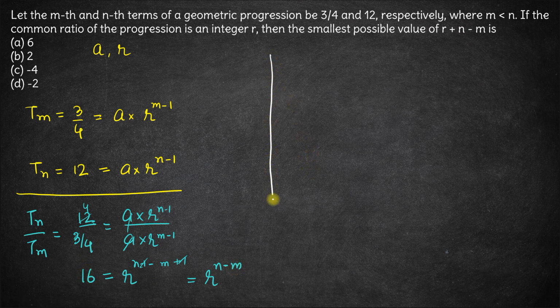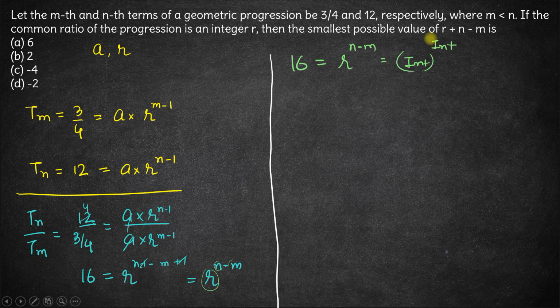Now r to the power n minus m is 16. Now we know r is an integer, n and m are also integers, so this is also an integer. So r to the power n minus m is basically an integer raised to the power an integer. So 16 has to be written as some integer to the power some other integer. So how can you write 16 as an integral power of an integer? The ways are, one is 16 to the power 1. Another way is 4 to the power 2, right?